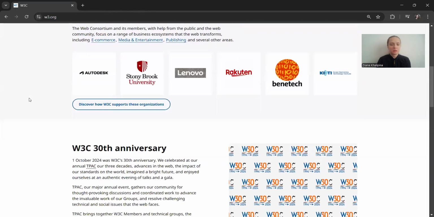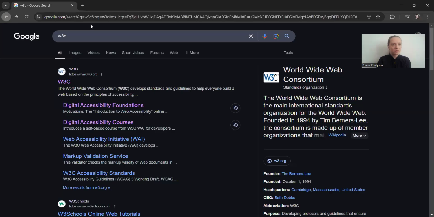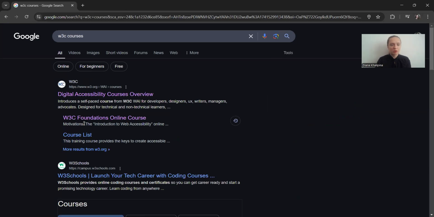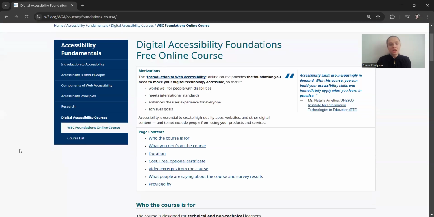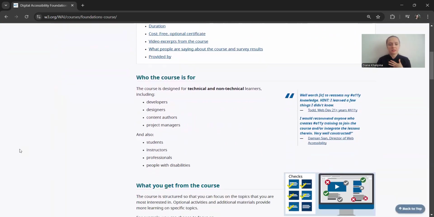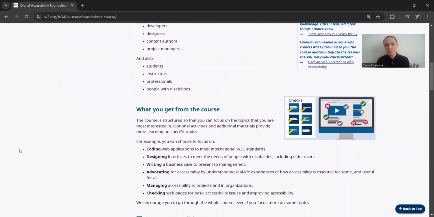That's how the site looks like. And maybe they have special courses that they can share with you about accessibility. Okay, so they have some free online courses. You can take a look at this one. I personally didn't try, but it's for developers, designers, content creators, project managers, as you can see, and just for people who are interested in web accessibility.